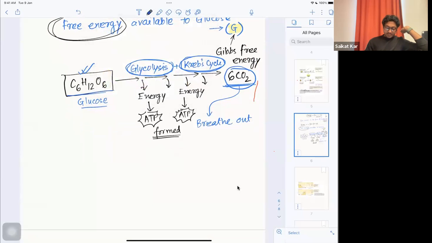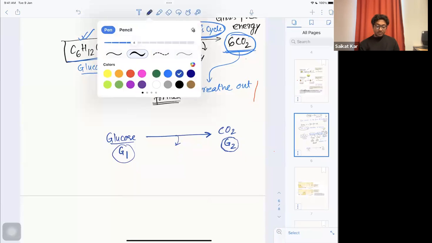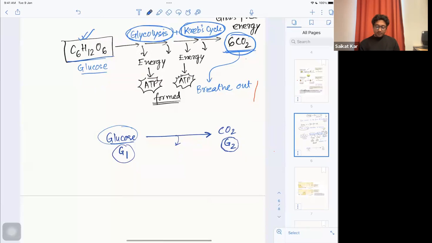Now, say glucose and CO2, say this is G1 and say this is G2. G2 should be very, very much less than G1, because the amount of energy released, we have already converted into our energy currency. As we have already transformed this form of energy to ATP, G2 should be very much less than G1.